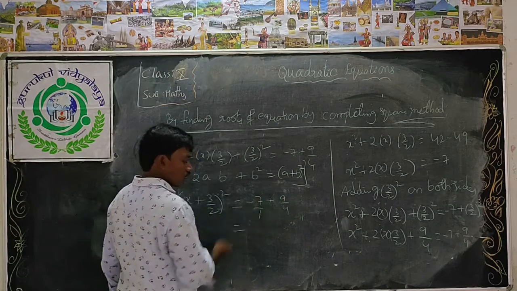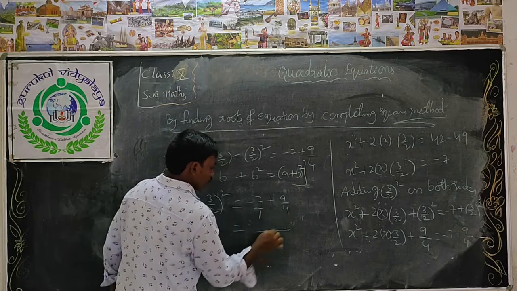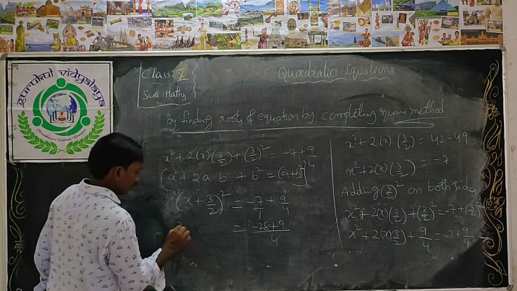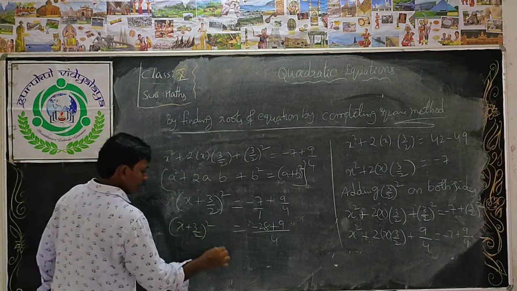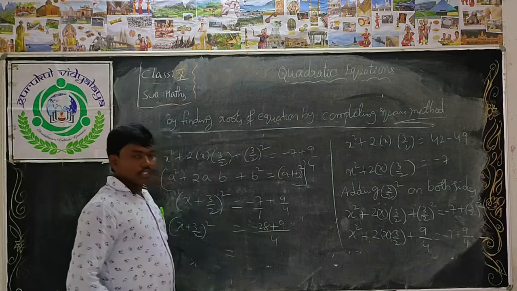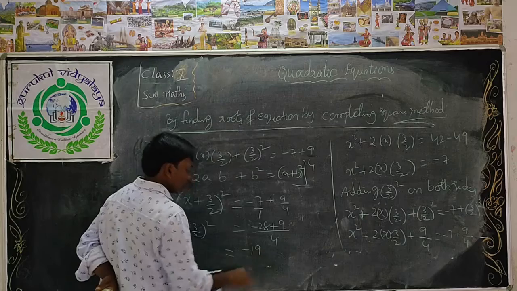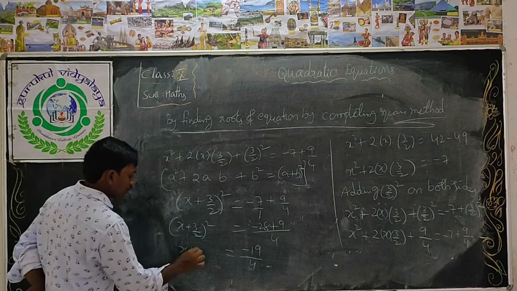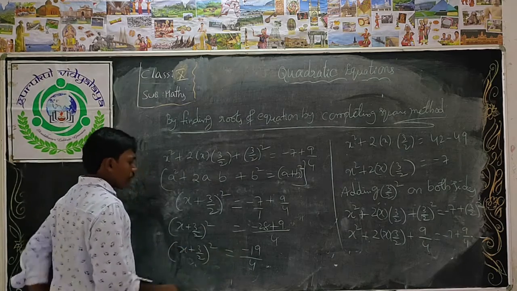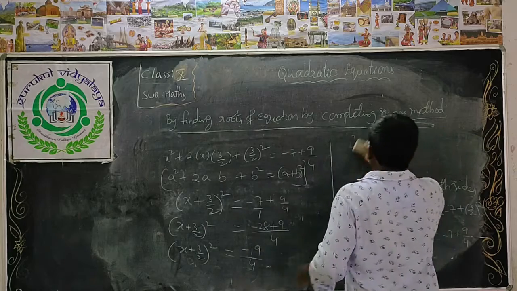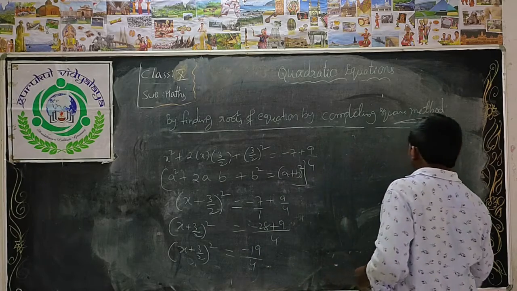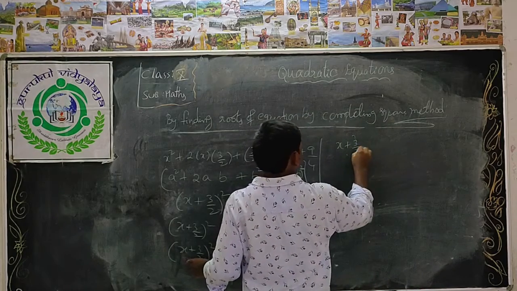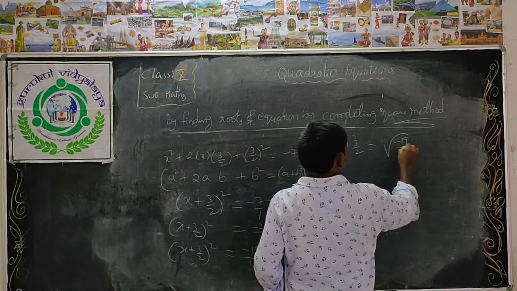So find the solution of the RHS. LCM of 1 and 4 is 4. 4 sevens are minus 28, plus 1 nine is 9. Minus 28 plus 9, what is the value? Minus 19. So minus 19 by 4. So (x plus 3 by 2) whole square is equal to minus 19 by 4, and send the square to this side. X plus 3 by 2 is equal to square root of minus 19 by 4.